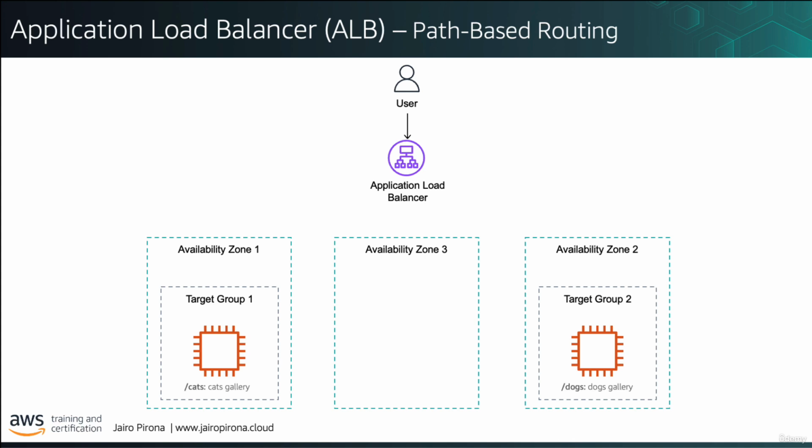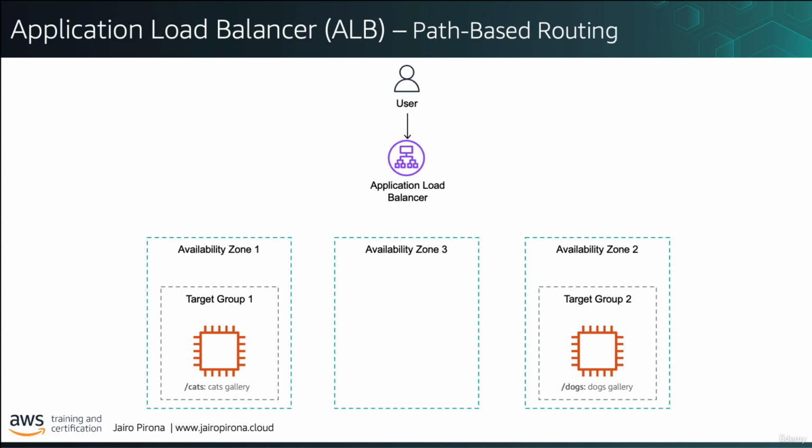Both servers will serve images, that is, it will be an image website. Server 1 will contain a cat image gallery, and Server 2 will contain a dog image gallery. Server 1 will belong to target group 1, and Server 2 will belong to target group 2.